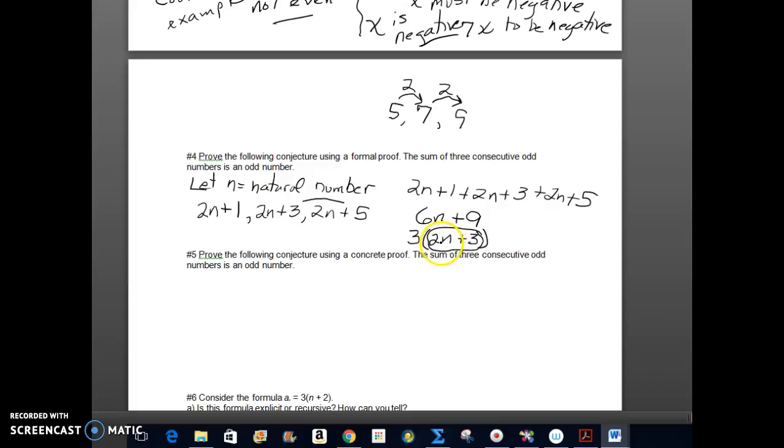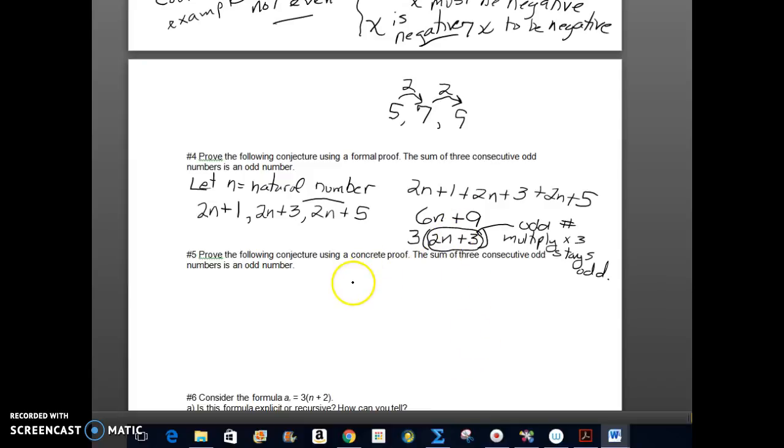Sorry, I needed to pause there and I didn't. If I look at 2n plus 3, that is an odd number, okay? And if I have an odd number and I multiply it by 3, it's going to stay odd. So I would write a note, odd number, and then I'd say multiply by 3 stays odd. All right, and that's it.